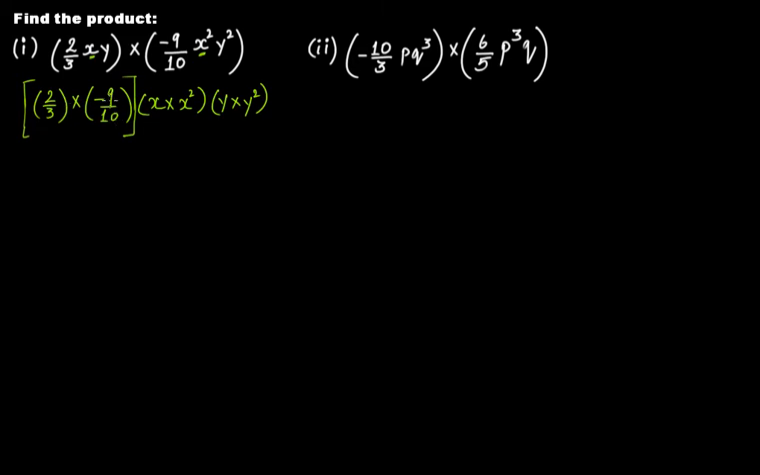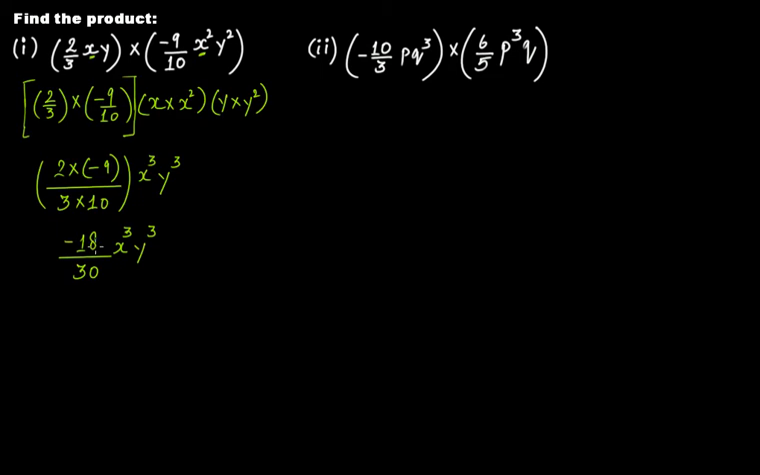So multiply the numerators together. This is 2 multiplied by minus 9 and this is 3 multiplied by 10, and this is x cubed multiplied by y cubed. 2 times minus 9 is minus 18 divided by 30, x cubed y cubed. If you take the highest common factor of 18 and 30, it will be 6. If you divide 18 by 6, you'll get 3. If you divide 30 by 6, you'll get 5. So this becomes minus 3 by 5 x cubed y cubed.